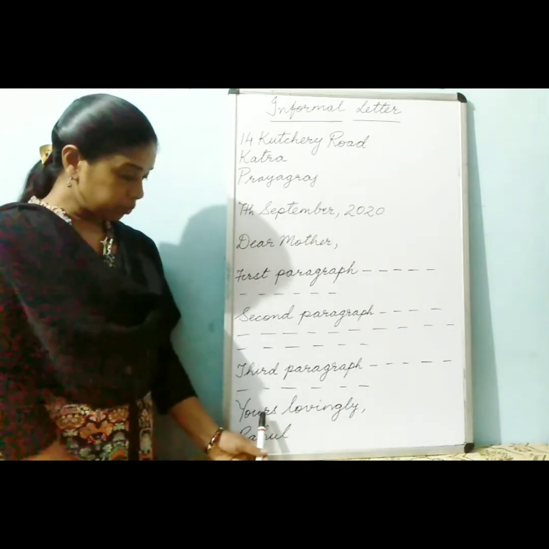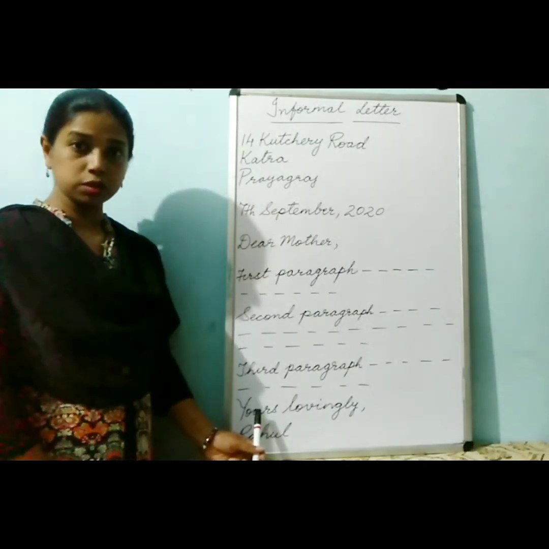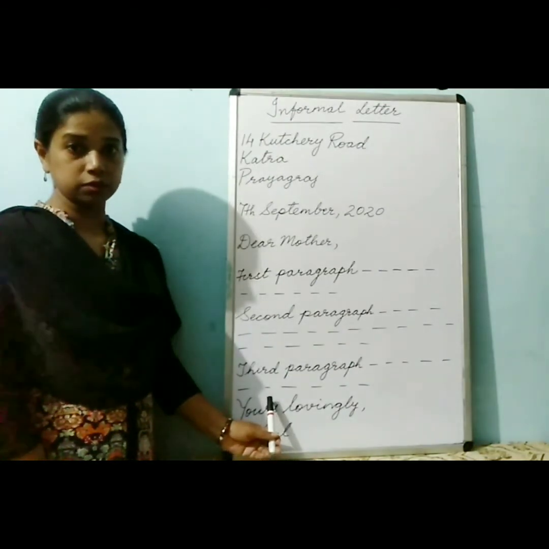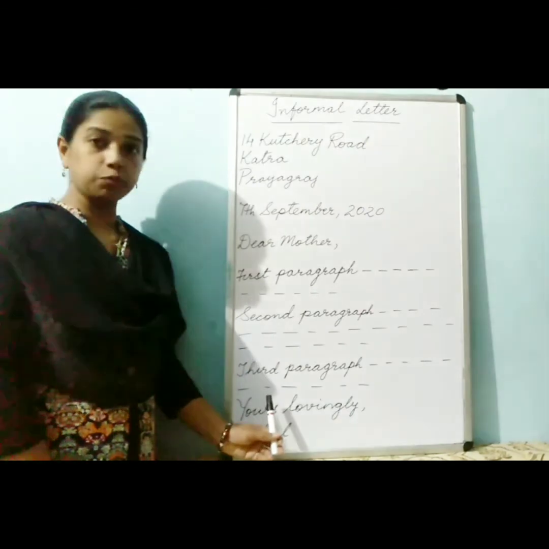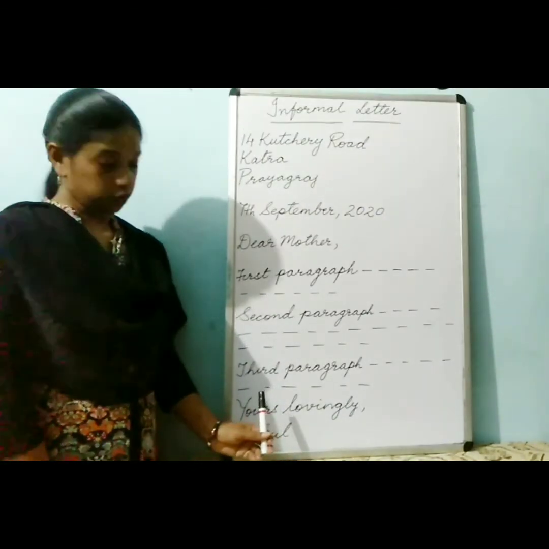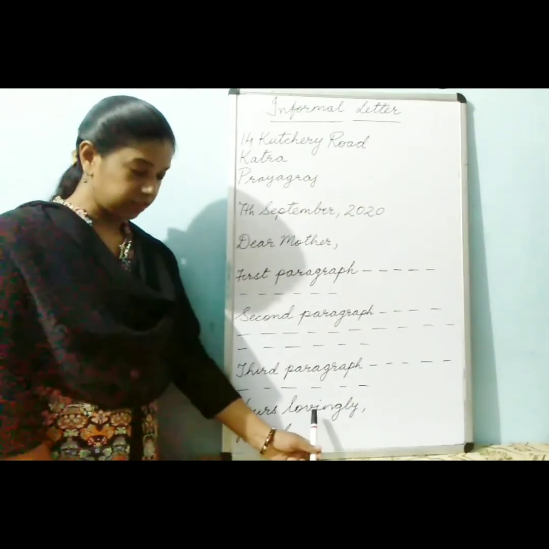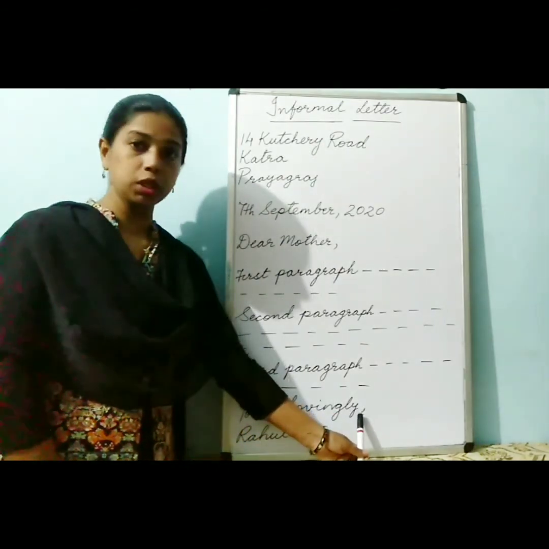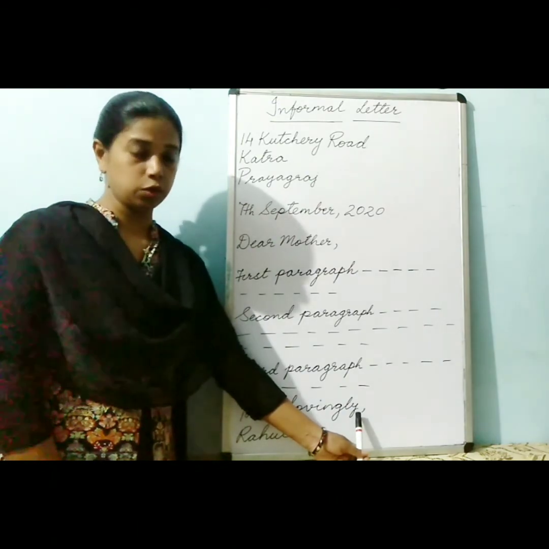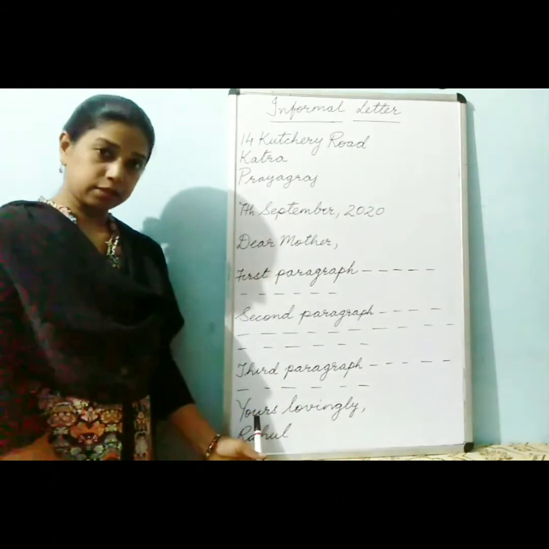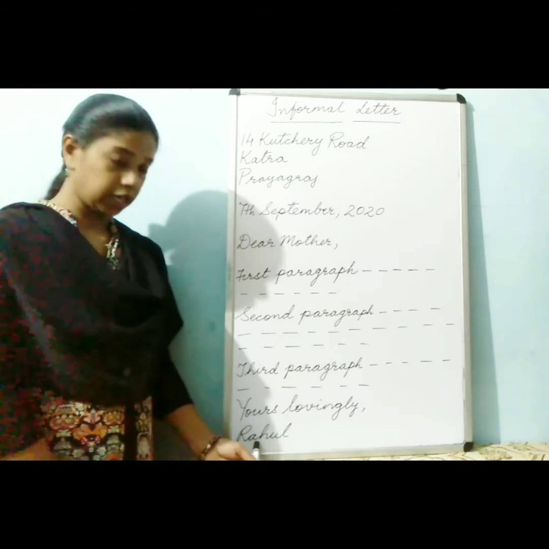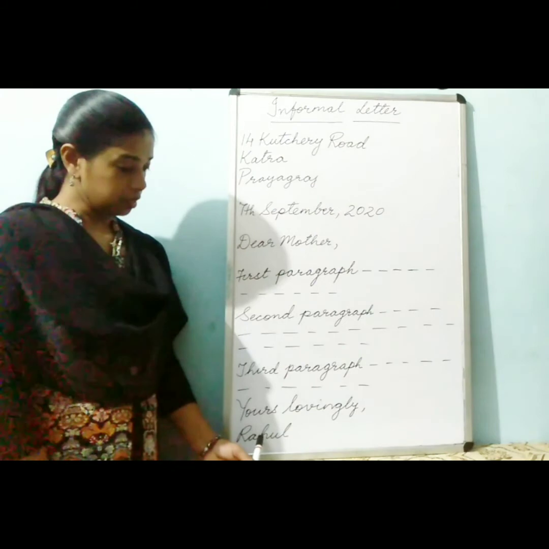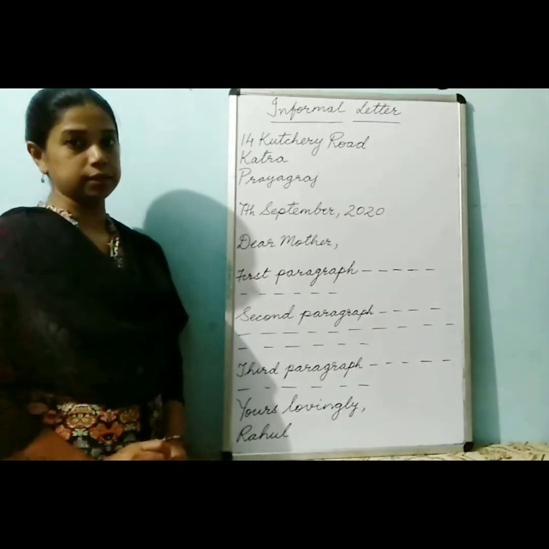And here also, children, be careful when you are writing yours. There should be no apostrophe before the S. I have seen children writing yours with an apostrophe S. That is wrong. So yours and lovingly, affectionately, whatever. And after that you will put a comma. Don't forget the comma. Then just next line you will write your name. Only your first name, no surname there. In this way you will end the letter.